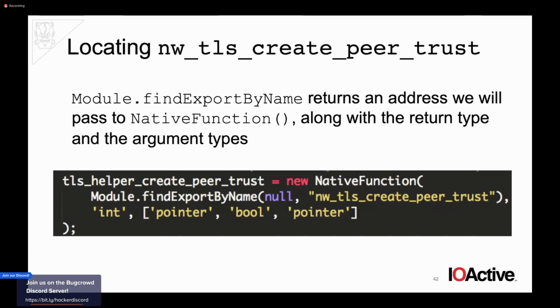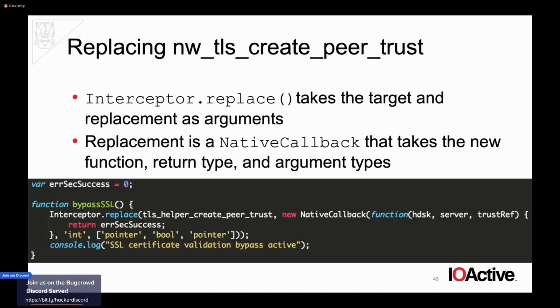So I don't even bother to tell it that it's in a particular library, but that is something that we can do. We can specify where that function will be found, or we can pass null if we think there's only going to be one instance of it. And then for our NativeFunction definition, we're telling it, first of all, it returns an int, and it takes 3 arguments that are a pointer, a bool, and a pointer. And that way our NativeFunction will mirror the actual definition of the function that we're pointing to.